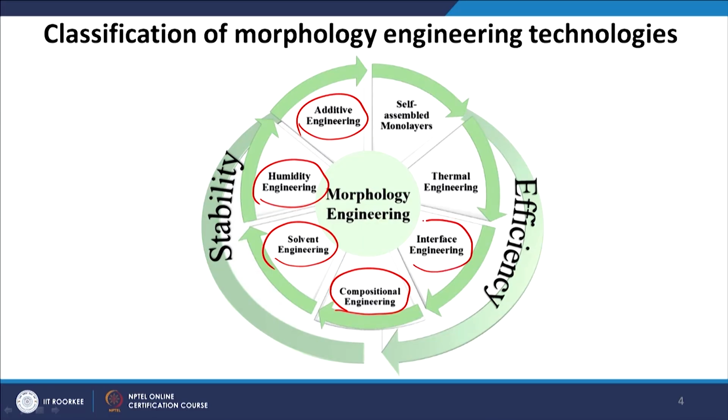Then there is interface engineering. Perovskite forms a very important layer at its charge transport interface. For example, if I take CH3NH3 lead iodide, for a PIN geometry we use PEDOT:PSS as a hole transport layer and PCBM as an electron transport layer. The perovskite PEDOT:PSS interface and the perovskite PCBM interface are very important while designing an efficient solar cell.